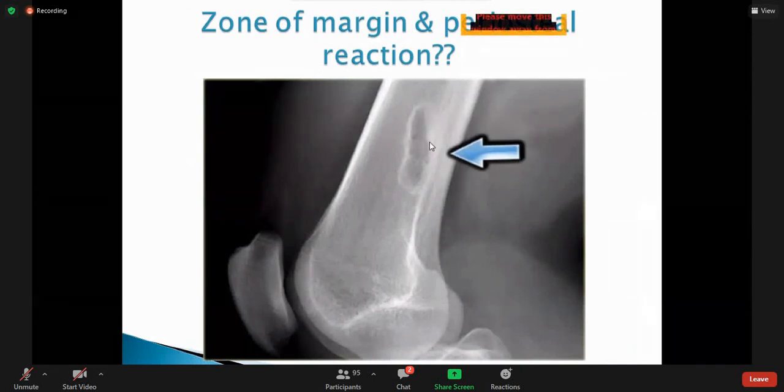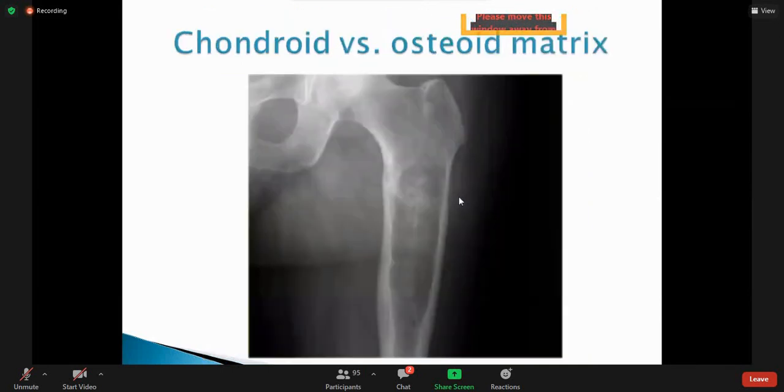Osteolytic lesion with a sclerotic margin and a narrow zone of transition. There is no cortical destruction, no periosteal reaction, no soft tissue component. So this is a benign lesion.